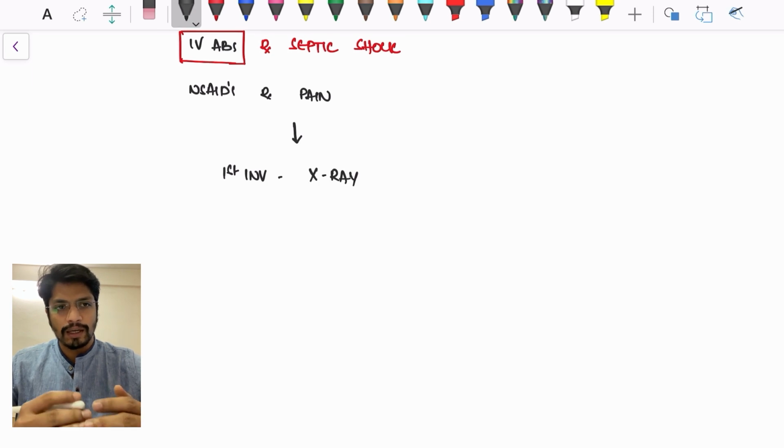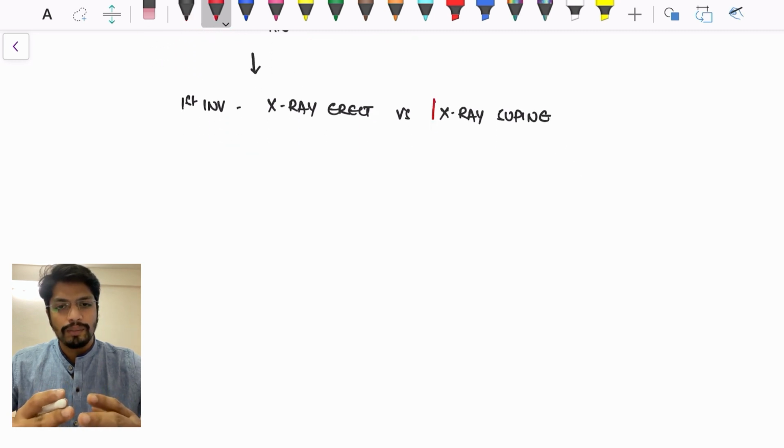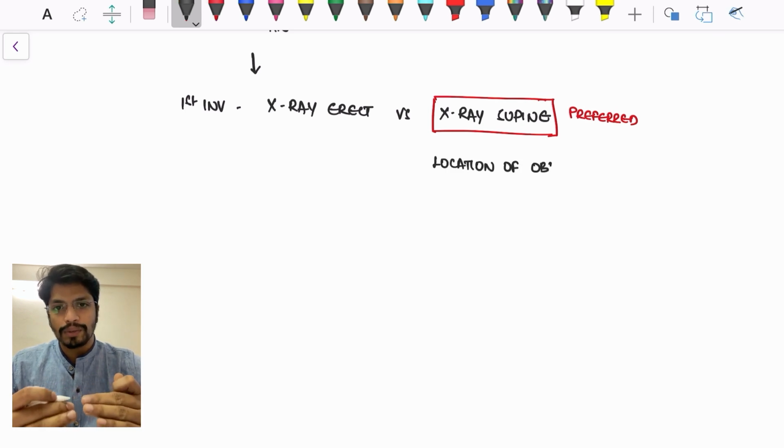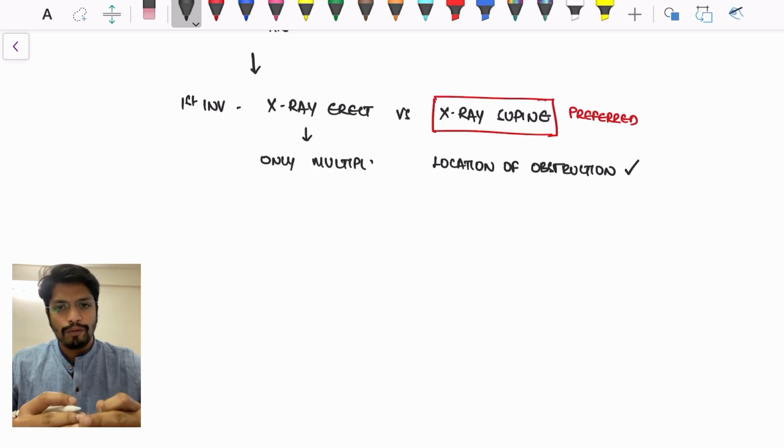It is X-ray erect abdomen and X-ray supine abdomen. Among these, X-ray supine is definitely a better choice, because it not only gives the signs of obstruction, but it also localizes the obstruction, so we are able to see at what level the obstruction is. Whereas in X-ray erect abdomen, you can only see multiple air fluid levels.